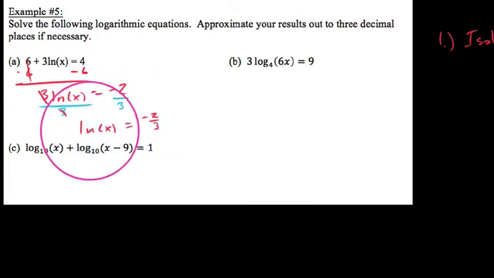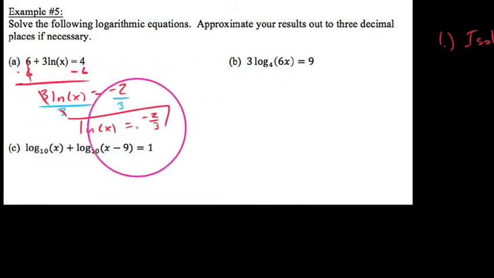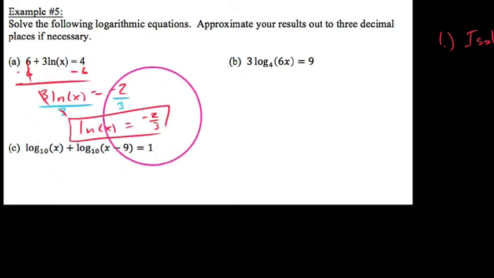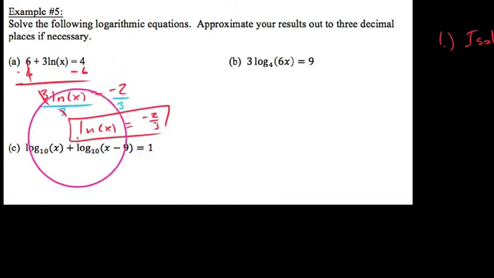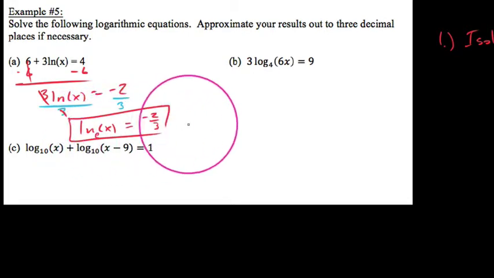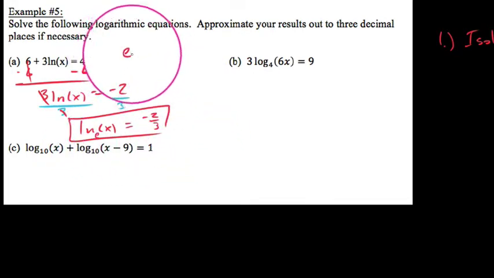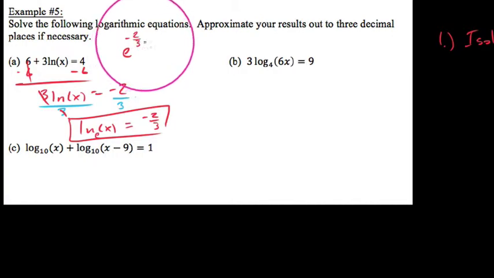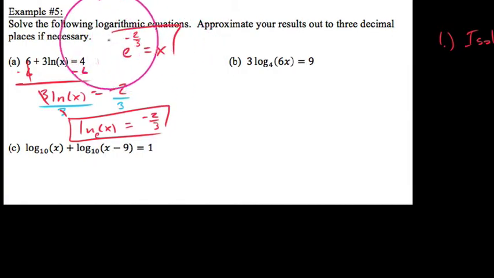So here's the important thing: once we've isolated this, we can rewrite it exponentially and solve for what we need here. And if that doesn't work, we can use the inverse properties of logs. But basically, this is log base e, so we say e to the negative 2/3 is equal to x. And so we just need to find this here.